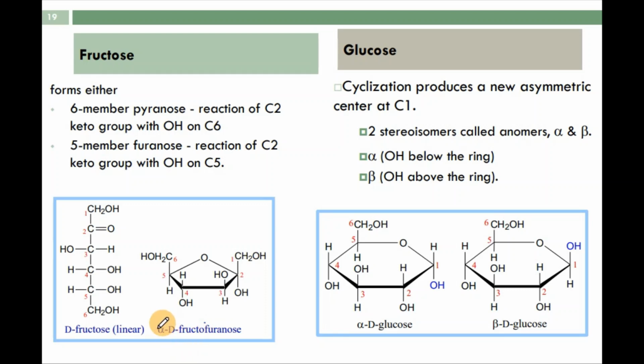The alpha comes from the fact that the OH on the anomeric carbon, which is the carbon 2 here, is down. Then here we have beta, which shows that the OH on the anomeric carbon is at the top. So fructose forms what we call furanose, because it's a 5-membered ring with 1 oxygen. Then glucose forms what we call a pyranose, because it's a 6-membered ring with 1 oxygen.